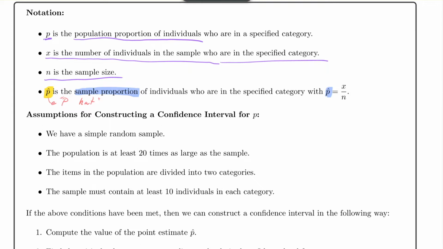So some assumptions we're making for confidence interval for population proportion is we have a simple random sample. Population is at least 20 times as large as the sample. And the items in the population are divided into two categories. And sample must contain at least 10 individuals in each category. It's not that, for example, this 20 times the sample and the 10 individuals is a must, but if we don't have that, the results are even less accurate. Okay, so to be more accurate, these are things that we're assuming.